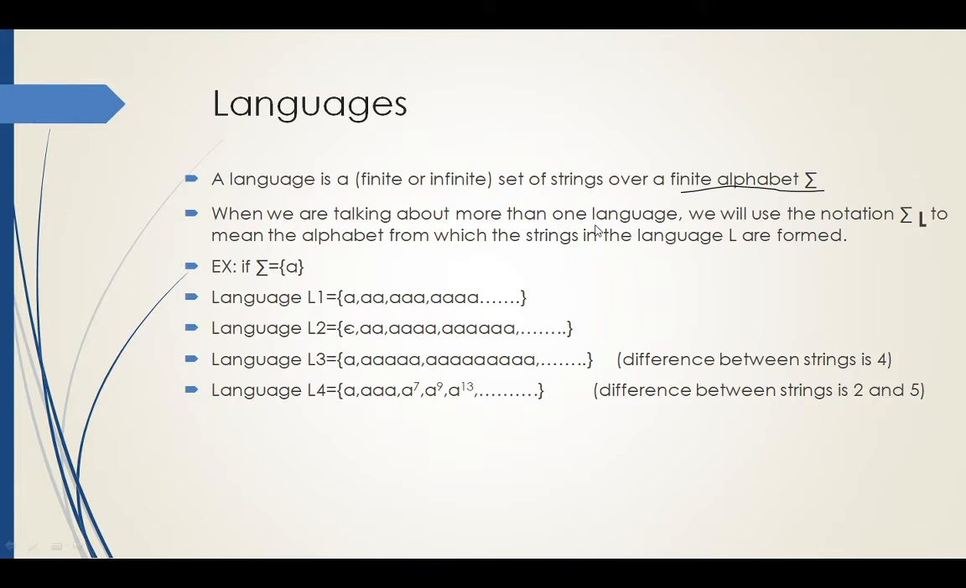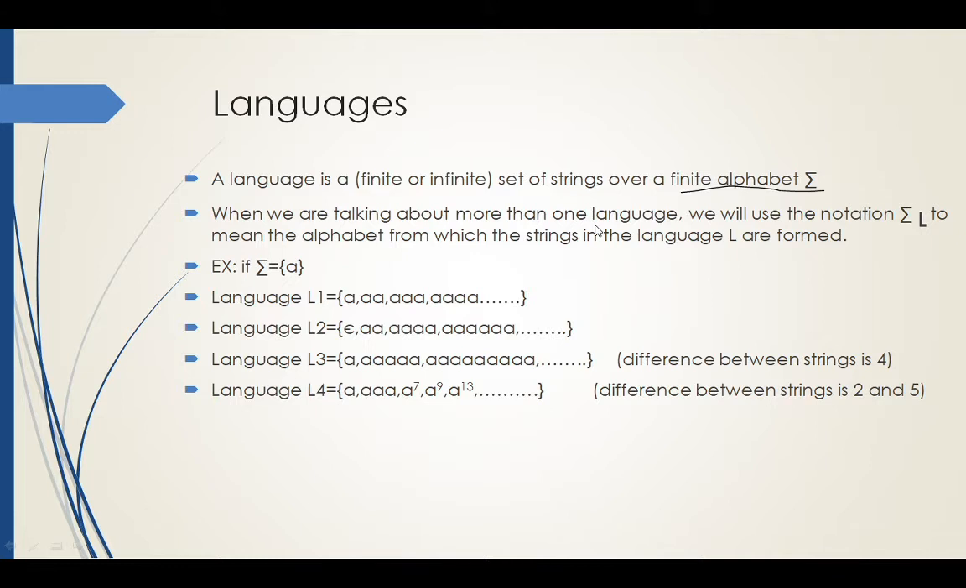Today we will see another topic called languages. Why did we study the alphabet and the strings? Because you want to frame a language. A language is recognized by its strings, and strings are formed by an alphabet set. So alphabets are used to form the strings, and strings are used to form a particular language.